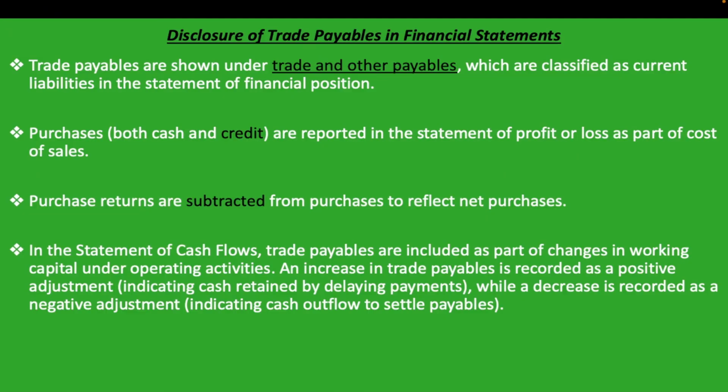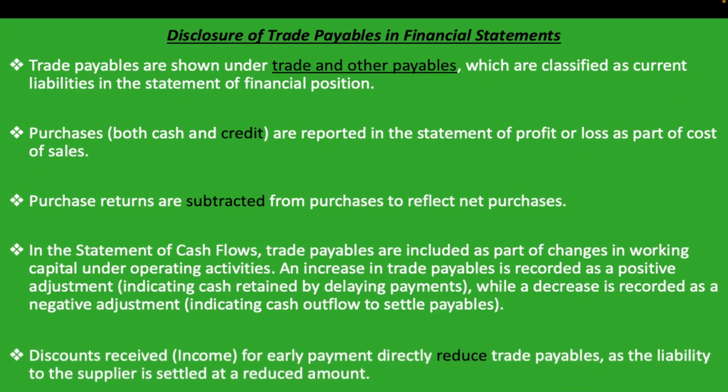If my trade payables from the previous period are greater than the trade payables from the current period, meaning it went down, that is going to be reflected as a negative in the statement of cash flows, because it went down as a result of us paying our creditors, meaning it's reducing the money we have in our bank account. And lastly here, discounts received, which is an income account as we mentioned in the previous slide, for early payment directly reduce trade payables, as we've mentioned and as we showed you in the journal entry, as the liability to the supplier is settled at a reduced amount. And the previous slide made that very clear.